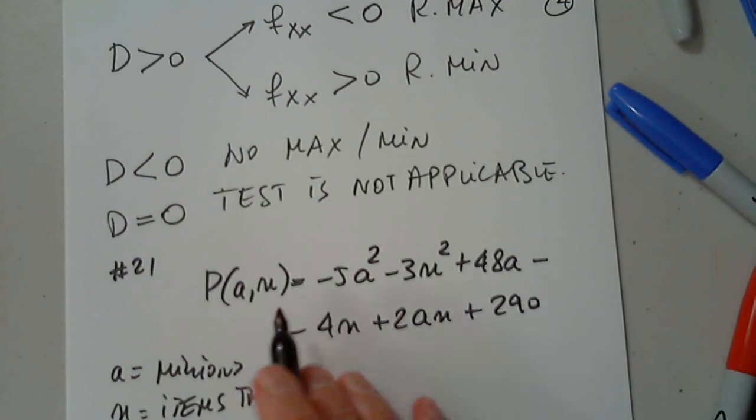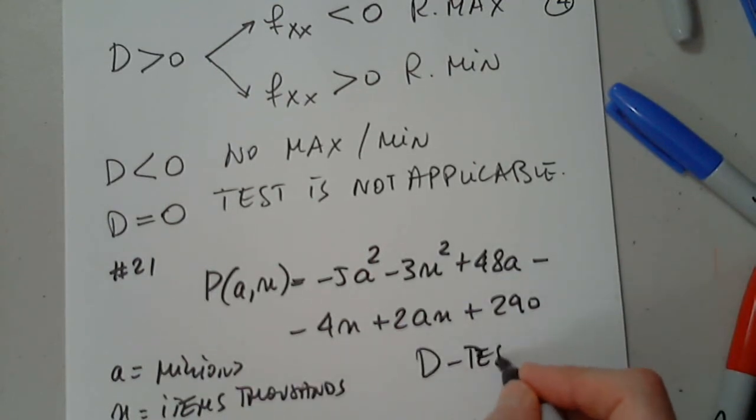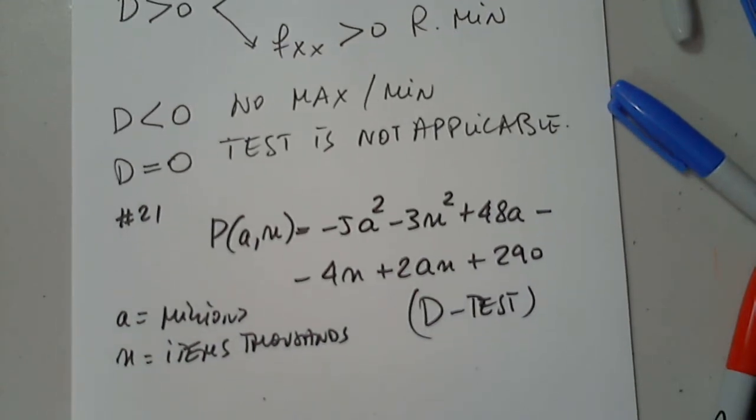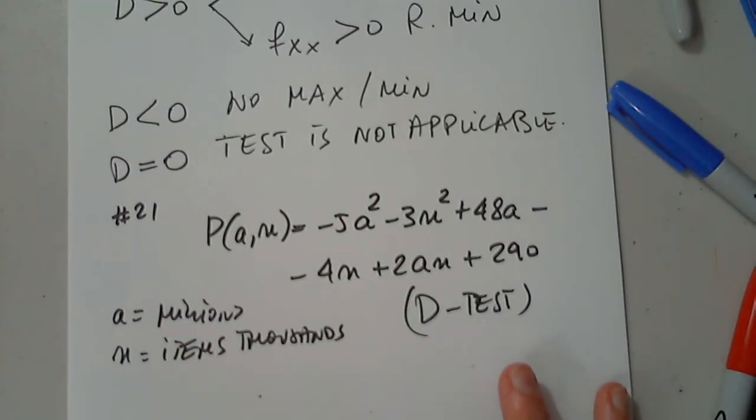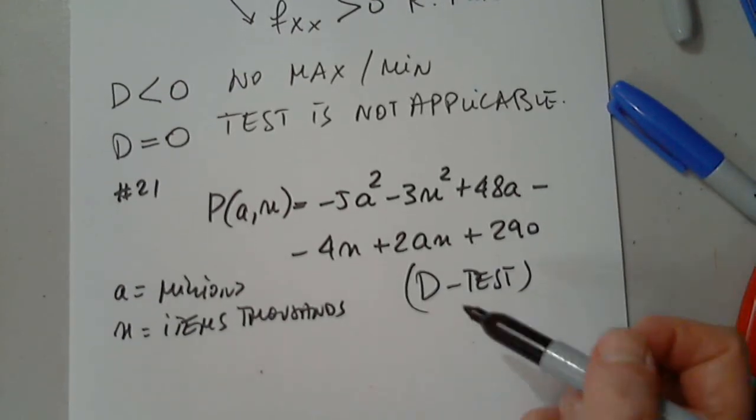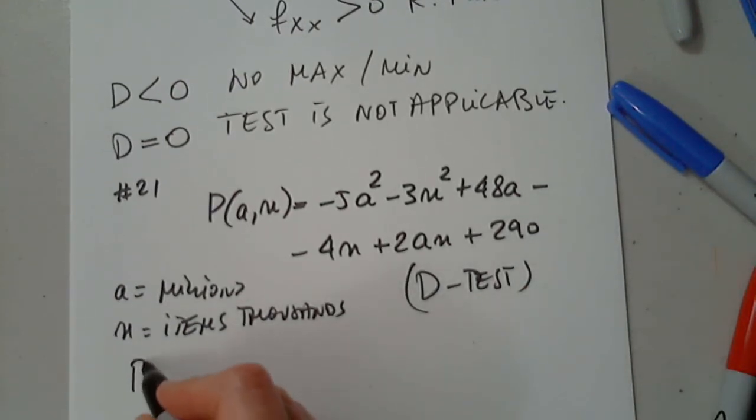I see a function of two variables. I'm thinking of the d-test right away. There is nothing else I can think of. Is this okay? Is this clear so far? Is that a yes or a no? Yes. Okay, perfect. So for the d-test, first I have to find PA and I have to find PN.